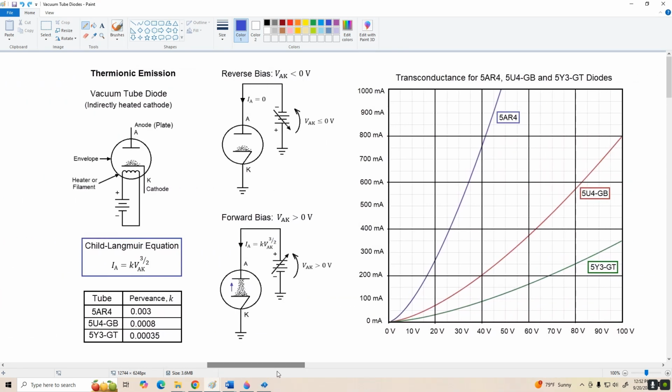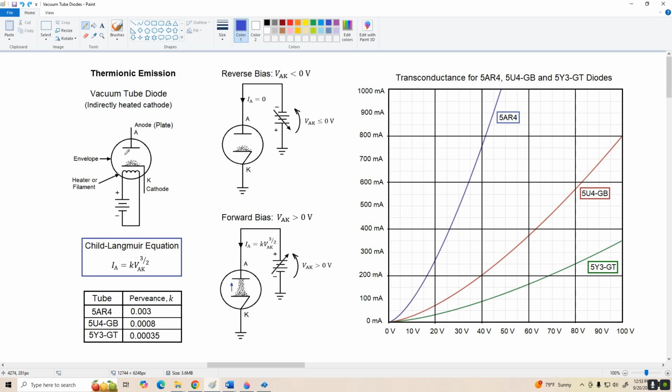Okay, now let's start by taking a look at the schematic symbol for the vacuum tube diode over here on the left. We've got two main terminals, the anode, which is also sometimes called the plate, and the cathode. And in this case, we have an indirectly heated cathode. The heater or filament is used to heat up the cathode, which creates a cloud of electrons around it. This is called the space charge. And the whole operating principle is called thermionic emission.